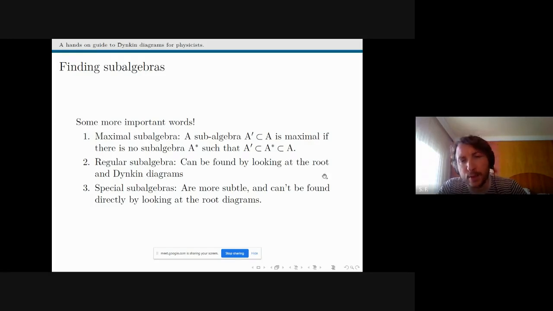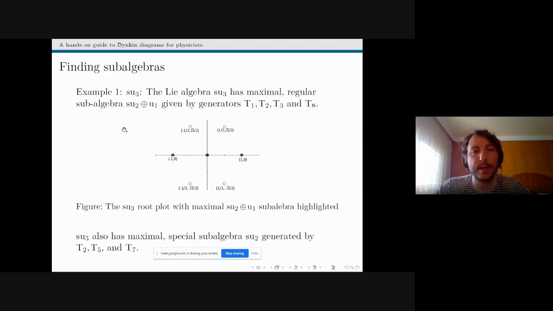And then there are some special subalgebras, and these subalgebras you can't find directly by just looking at the Dynkin diagrams and root diagrams. You still have to go in and play around with the commutation relations and structure constants. So they're special in the sense that they're not immediately obvious subalgebras from the root diagrams. And so I'm not going to focus on these too much. I'm going to focus more on regular subalgebras. Okay, so let's have a look at an example.